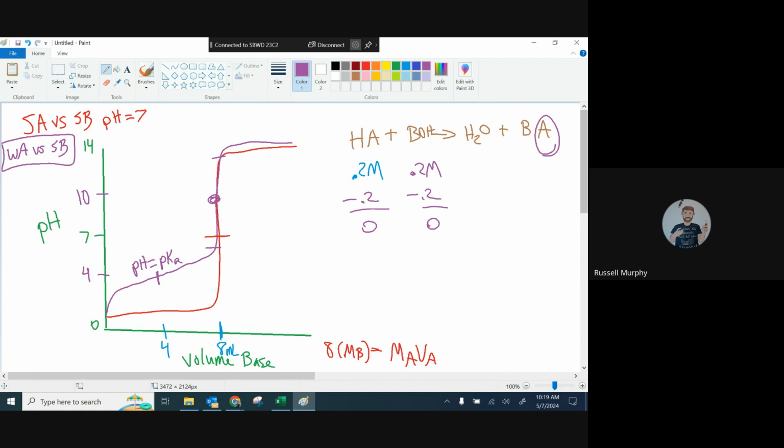It's maximized. It goes all the way, so it's practically infinity. So you can't really pull a Ka off of here. Why does that work at the half equivalence point? Because you have an equal amount of H and its conjugate both present in there. You've used up half of the acid, and you're halfway there, and you've made the conjugate base, and the pH and the pKa are equal. You can pull that point off.